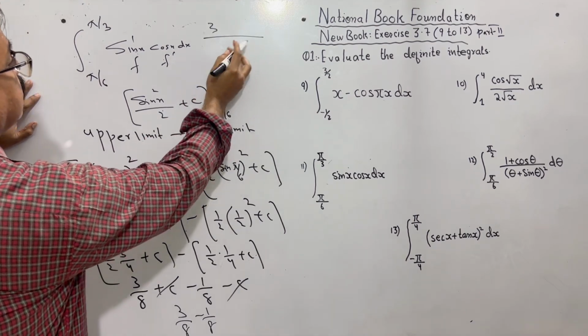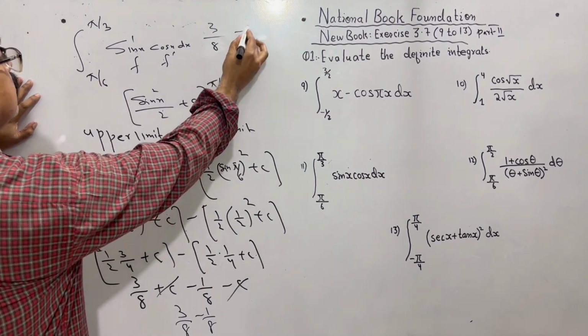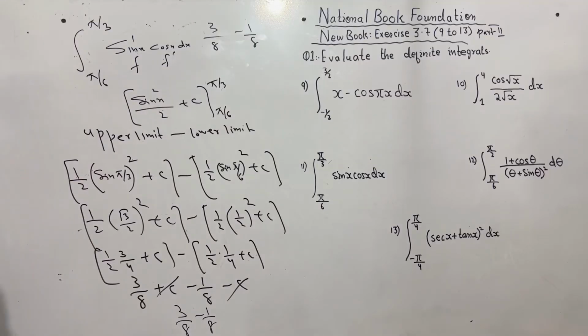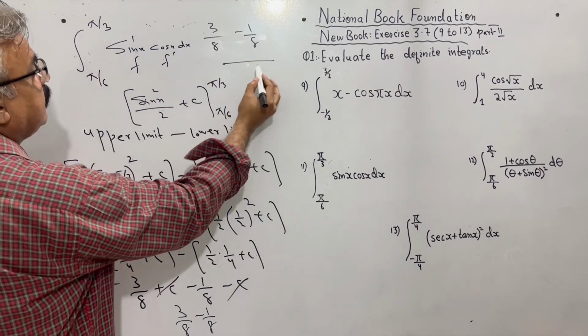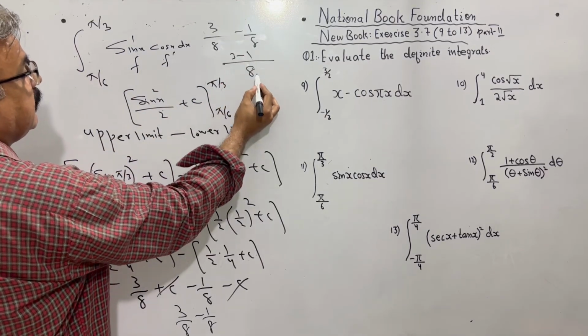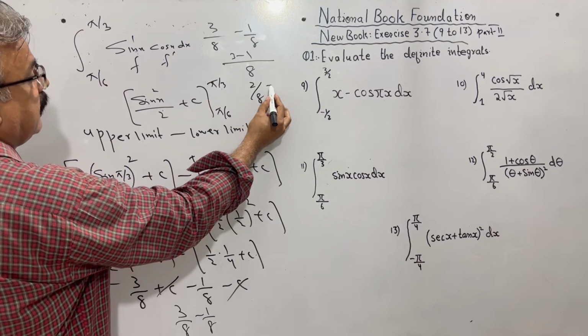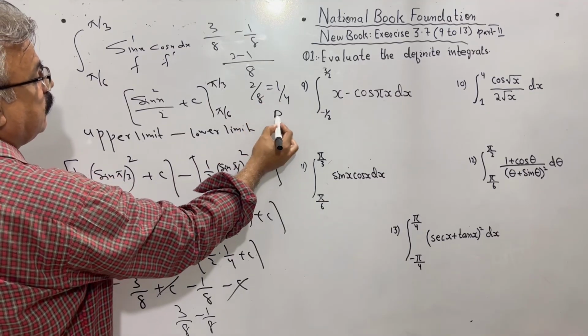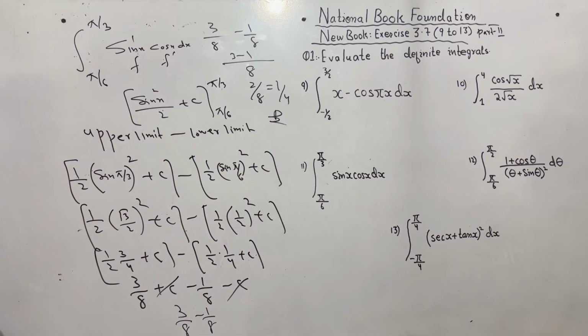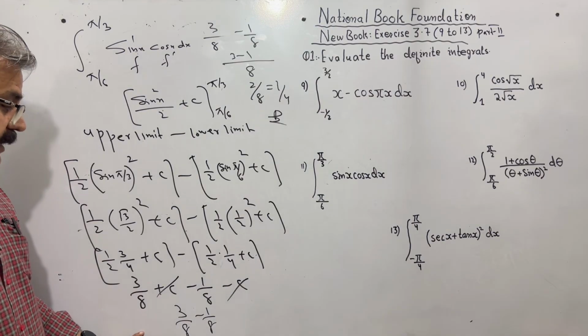Let me write again this step, 3 over 8 minus 1 over 8, if I am not wrong. Denominators are homogeneous. Write the denominator one time. It's 3 minus 1. It will be 2 over 8. Applying the table, 1 over 4 is our final answer.